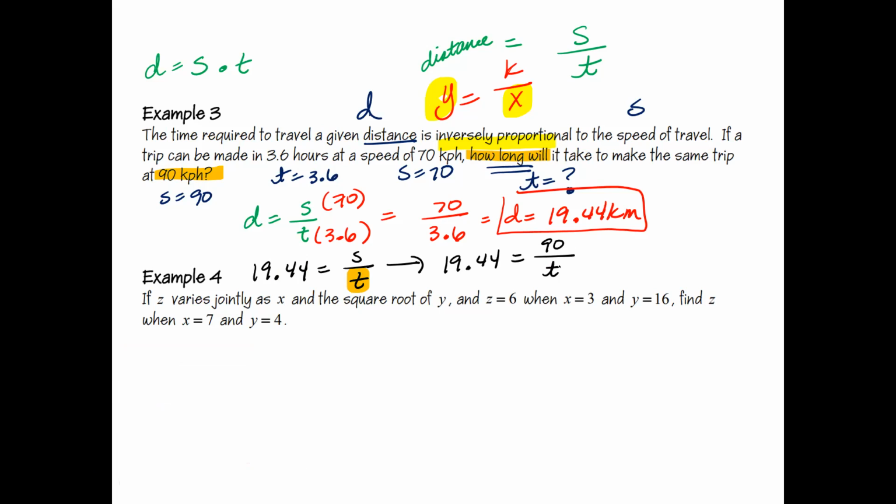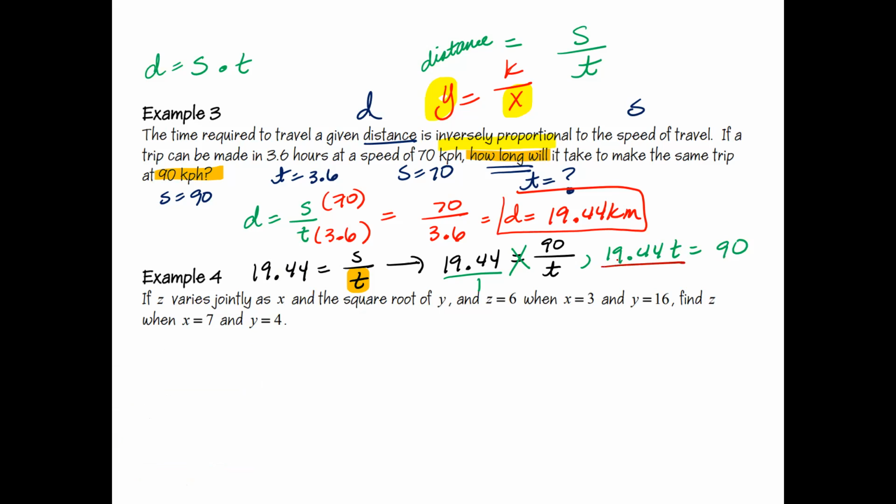So T is on the bottom, and going back to Algebra 1, remember you're going to put a 1 underneath that, and then you're just going to do crisscross applesauce. You're going to cross multiply it. So when you do that, it's 19.44t equals 90, because you're going to cross multiply them, right?